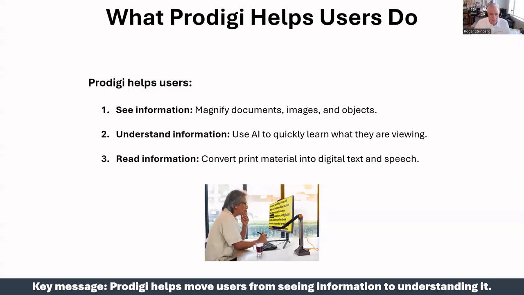And then, of course, last is to read information by converting it from print material into digital material with text-to-speech that's available for the user. So again, it's moving from seeing information to reading and understanding the information. And I do think that you'll see, as I demonstrate in a few moments, that that process we think is being altered in some ways by the advent of artificial intelligence into the process.